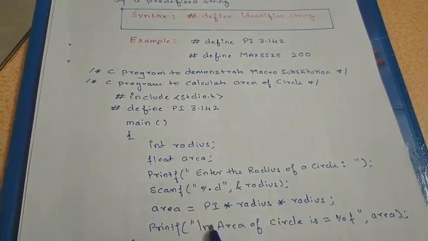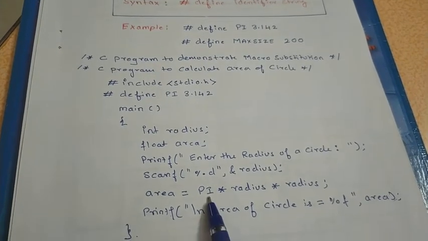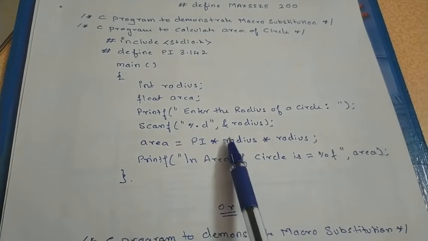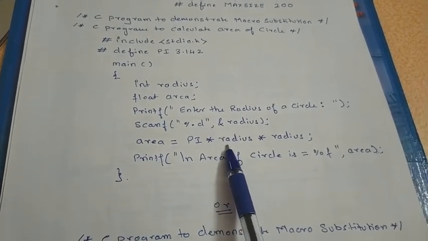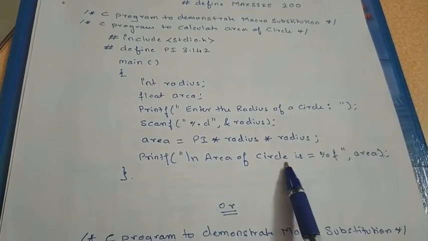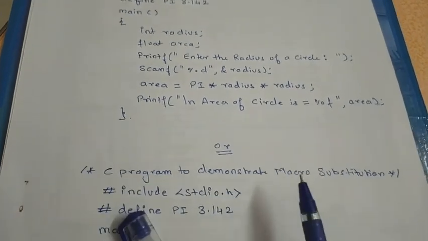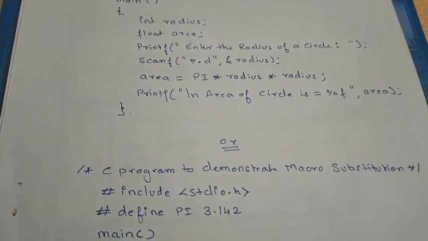So wherever the pi occurs, the value 3.142 gets substituted. Now we know the value of pi, we have read the value of radius, the expression gets evaluated and the area gets calculated, and I print the area of circle is. Okay, we have one more example to demonstrate the macro substitution.